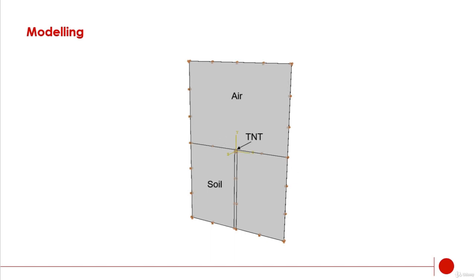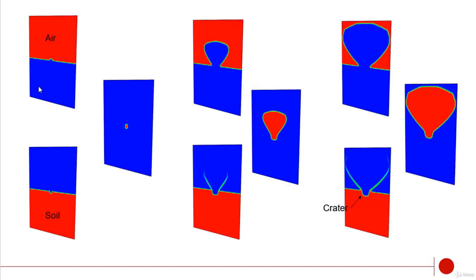What you're going to expect in the results section, as you can see, is three plots: air, soil, and TNT. When the explosion happens, as you can see, we have this mushroom-shaped explosion wave, and also at the bottom of the soil we have a crater. This green line is the soil that is spread on the air, and this is the plot for TNT.